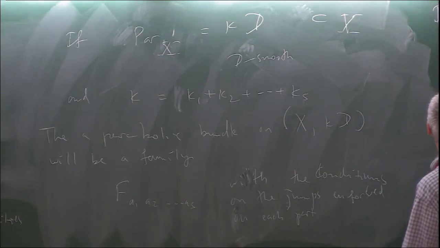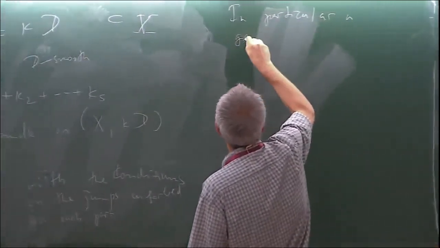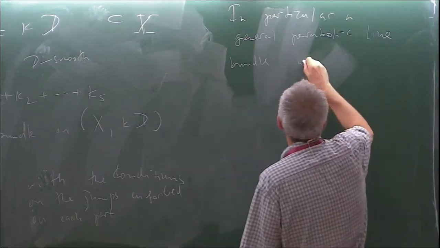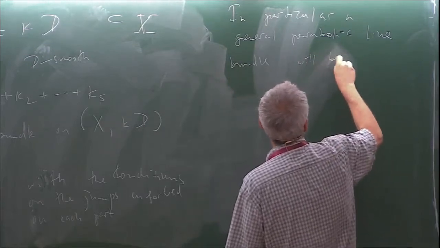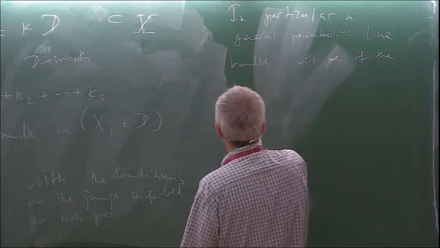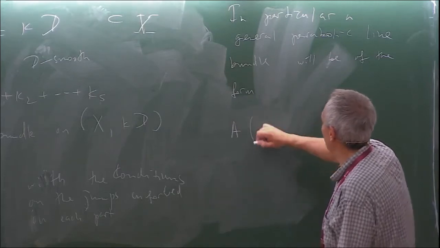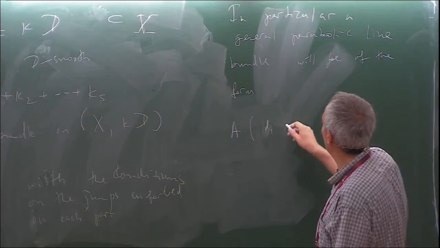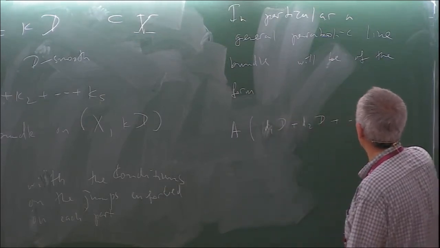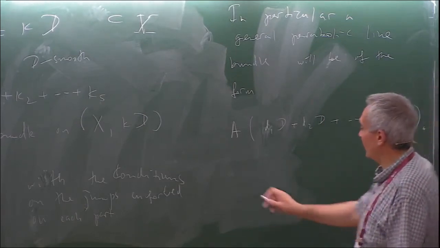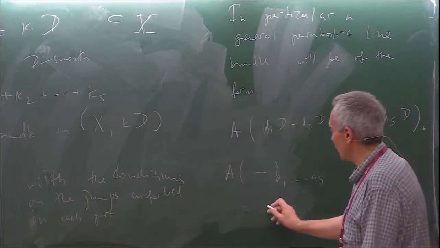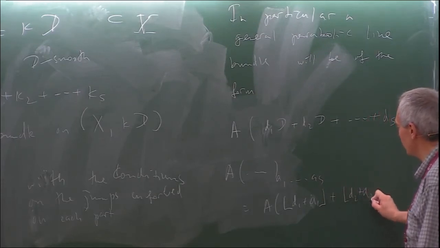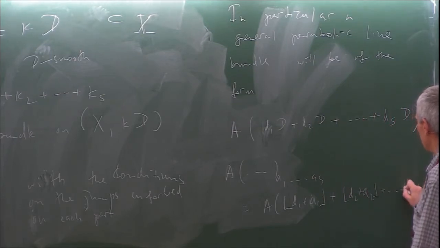So in particular, a general parabolic line bundle will be of the form A, and then you have what we had before. It will be D1 D plus D2 D plus up to DS D. And this at parts A1 up to AS is going to be the floor of D1 plus A1, plus the floor of D2 plus A2, plus the floor of DS plus AS, the whole thing multiplying D.